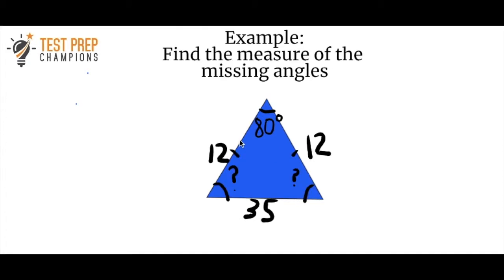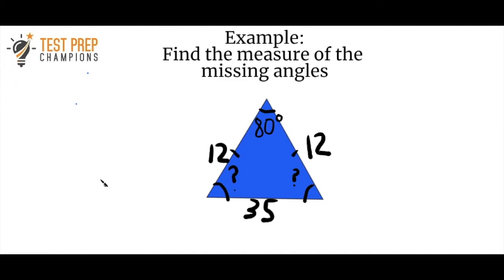So this is another great example, and what I want you to do is find the measure of the missing angles. This is the same exact triangle here. We just see 2 question marks because we don't know what these 2 angles are, so go ahead and try to find them on your own. Okay, hopefully you had a chance to do that.